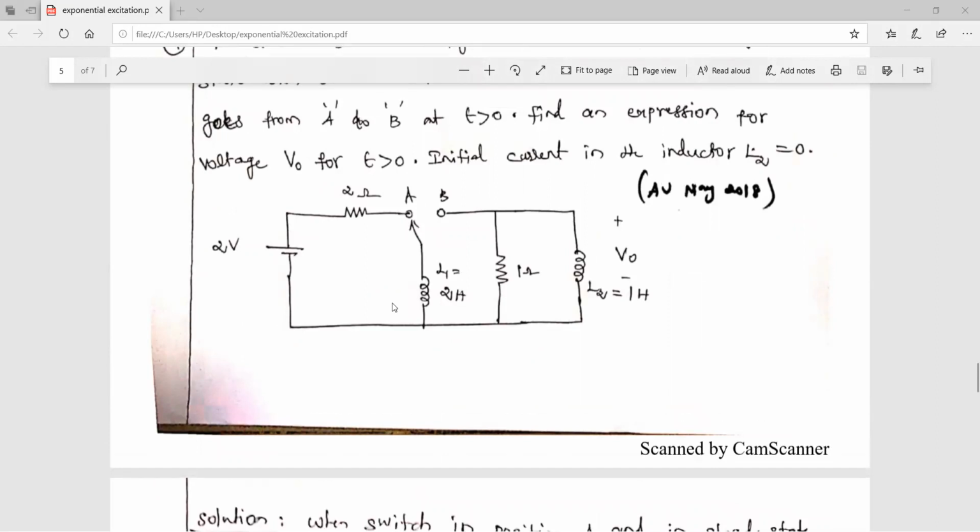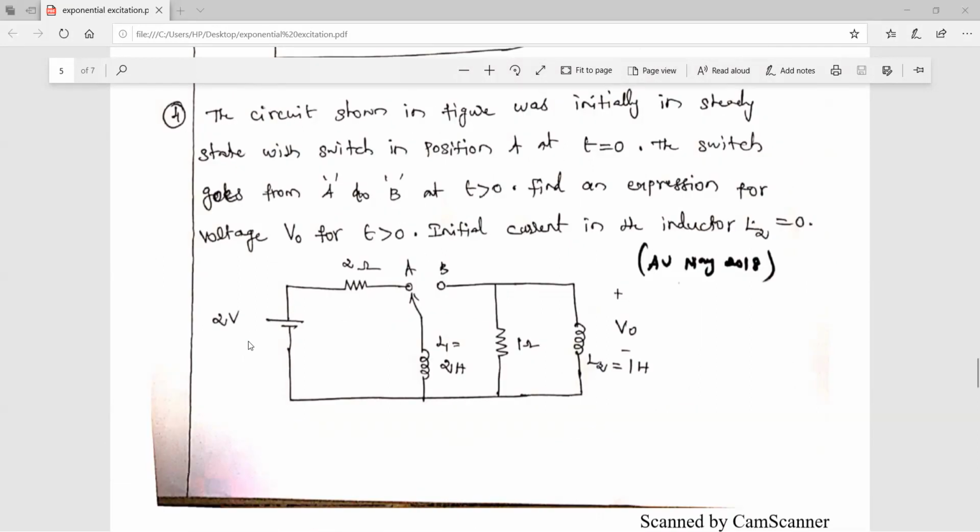So here there are two resistors and two inductors connected in different formats, parallel, series, and so on. Here there is one battery, a DC voltage source. There is a switch with two positions, position A and position B.